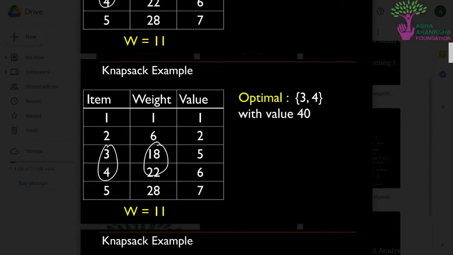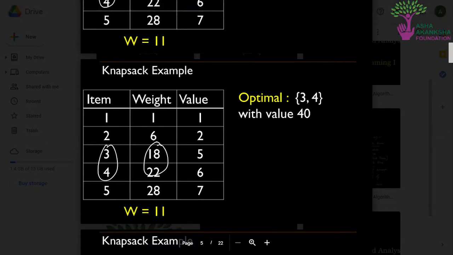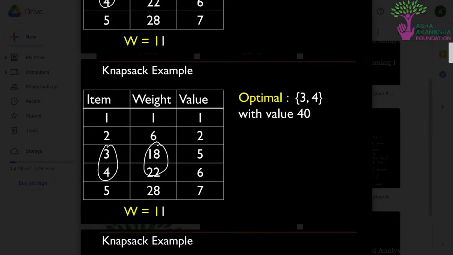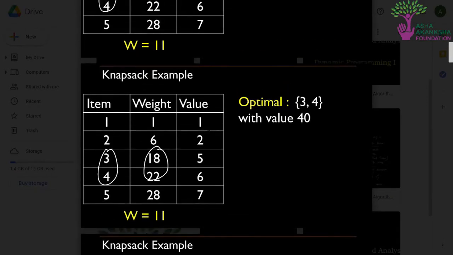So in the optimal solution, we will take the item number 3 and 4, the sum of the weights is 5 plus 6 is equal to 11. That is, we cannot carry any more item. We have completely filled the knapsack. And the sum of the values is 22 plus 18, which is 40. According to the rules of the knapsack problem, while satisfying all the conditions, this is the maximum value of the items that you can select. And this is the optimal solution. That's why it will be called the optimal solution.